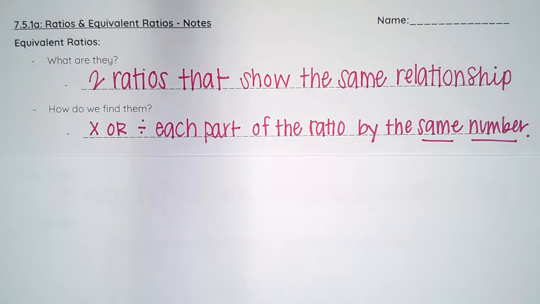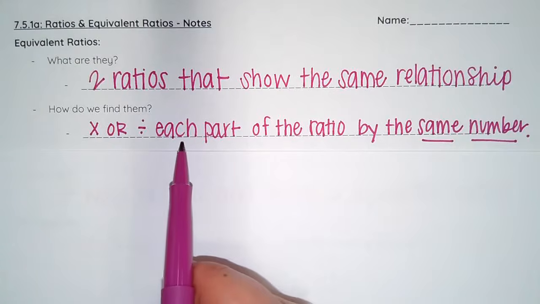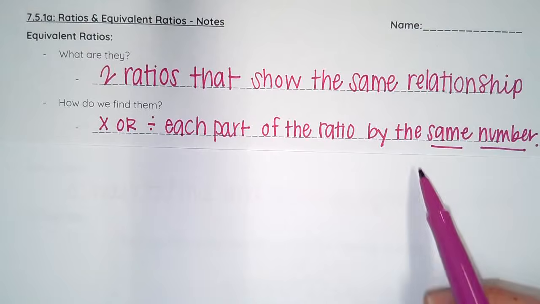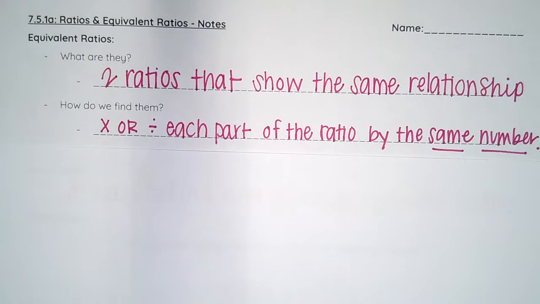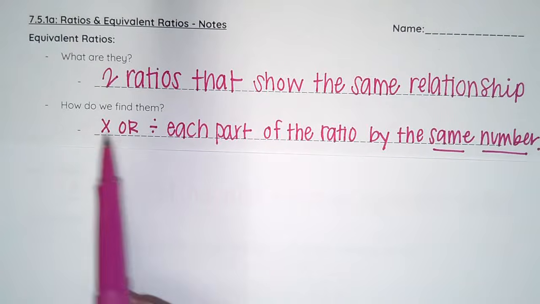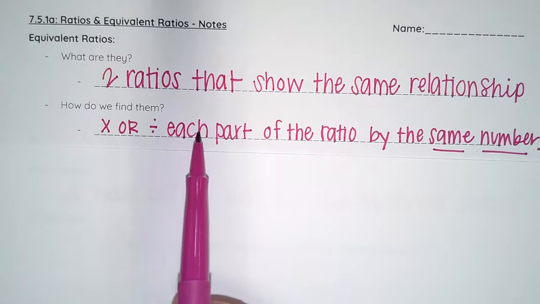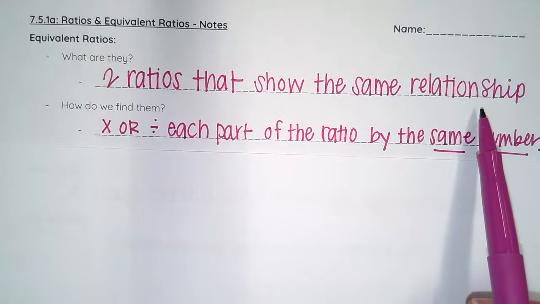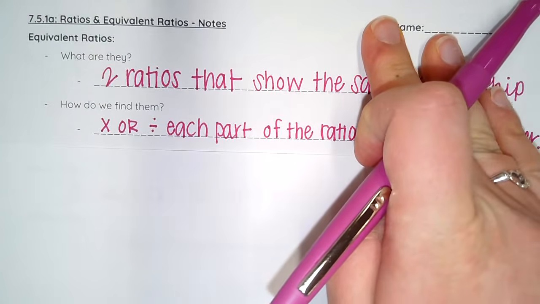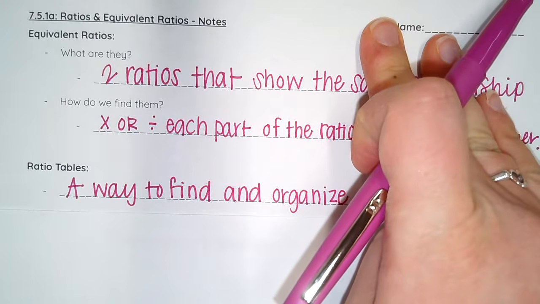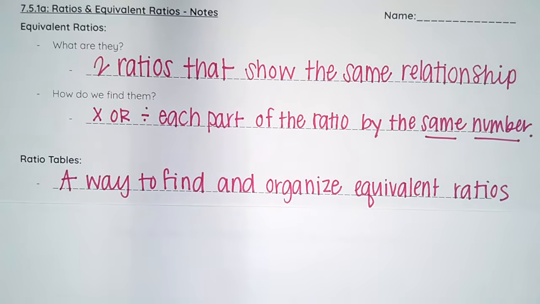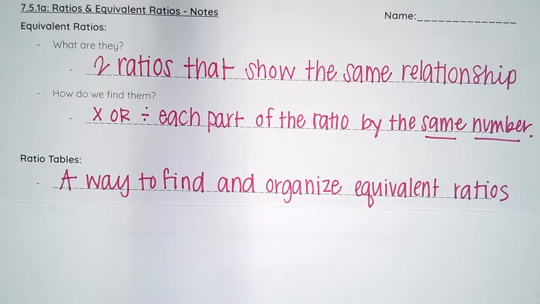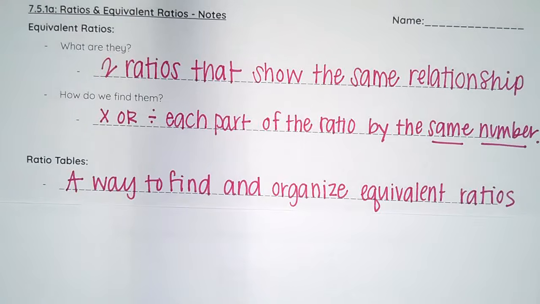Well, we multiply or divide each part of our ratio by the same number. So it's similar to finding equivalent fractions. We will multiply or divide each part, but it must be by the same number so we keep that relationship the same. Okay, so today we are going to do that by using ratio tables, which are a way to find and organize our equivalent ratios. So it keeps everything in this little table to keep everything organized.